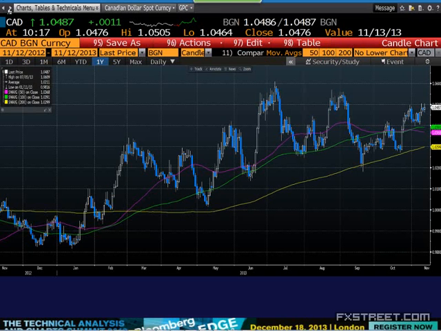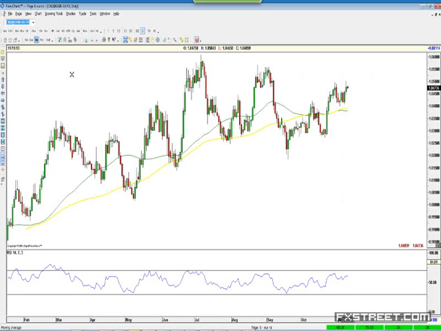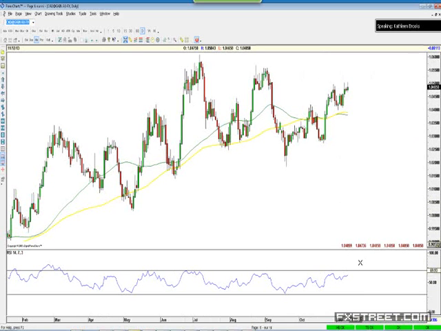Okay, so as you can see here, looking fairly strong. Let me just get the other one. Looking fairly strong. We're not quite in overbought territory yet either on a daily chart.